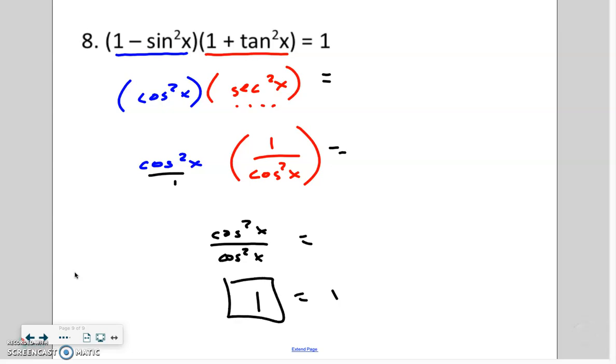So like I said, as long as we see the identities, this problem was simple. Could we have been successful by foiling out the left side? I'm sure. I've never tried it that way because that seems like really overdoing the problem.